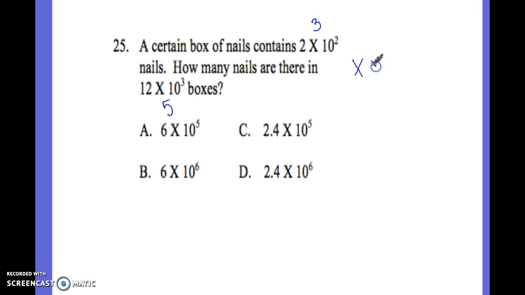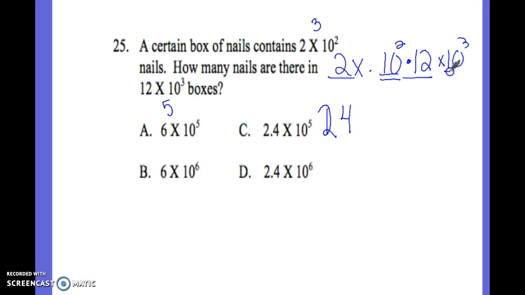So 2 times 10 squared times 12 times 10 cubed. And remember, you would multiply 2 times 12 and get 24. 10 squared times 10 cubed is 10 to the 2 plus 3, which is 5. But 24 is not in scientific notation. I knew originally I started at 24 and I had to go 5 right.